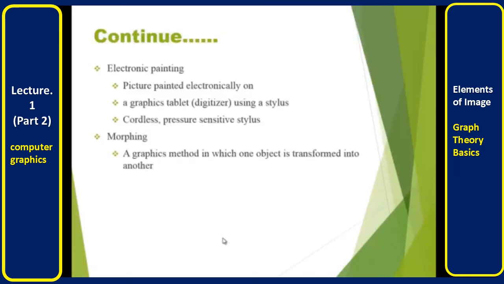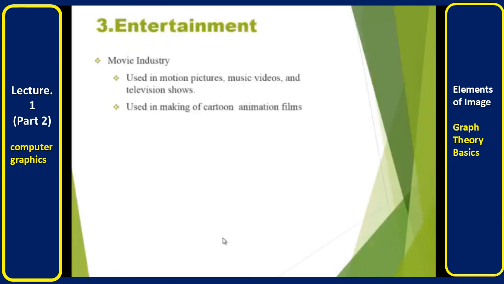And similarly, electronic painting or morphing. Morphing simply means we convert one image into another image. The technique we use there is called morphing, the conversion of one image into another.